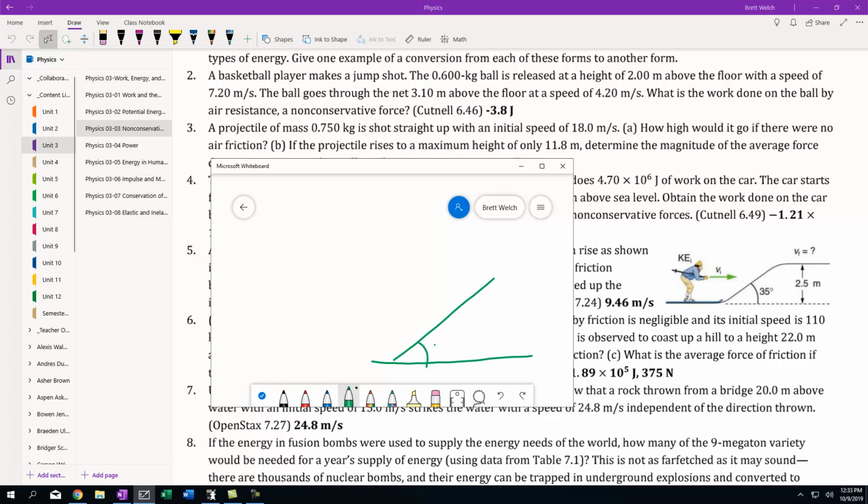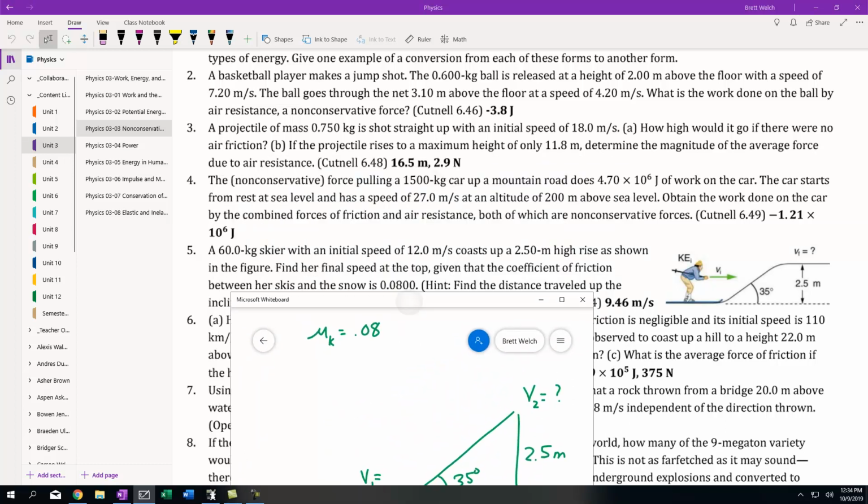Okay, there's our angle of 35 degrees. This is 2.5 meters. We want to know how fast the person's moving at the top of the hill. We know that there's some velocity down here. We know there's obviously a rise of 2.5 meters. We also know that the coefficient of friction for the skis on the snow is listed at 0.08.